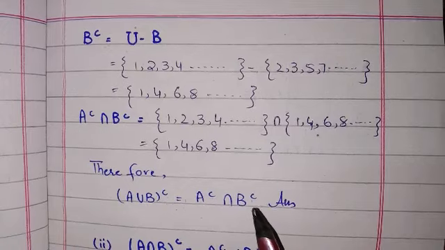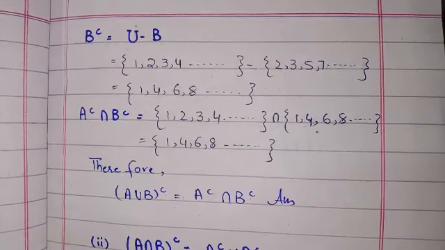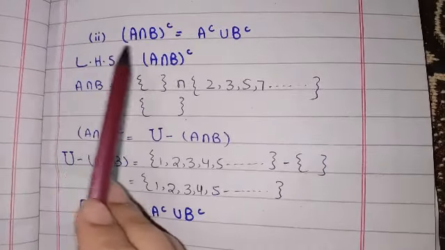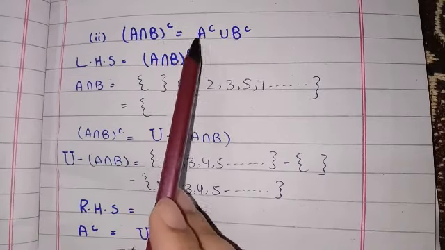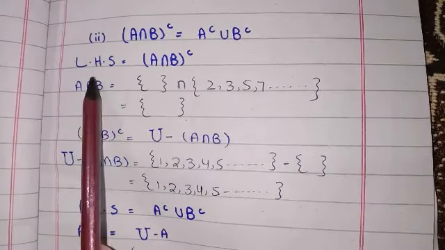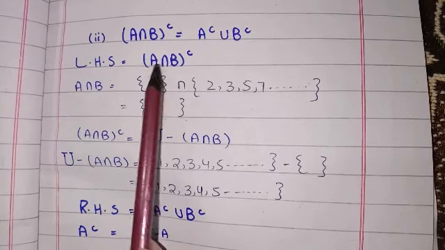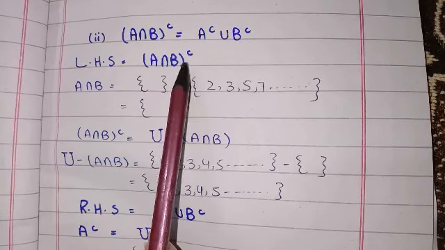Now students, moving towards our second law of De Morgan. Here it is. Our second law is A intersection B whole complement is equal to A complement union B complement. We will solve the left hand side first, which is A intersection B whole complement.